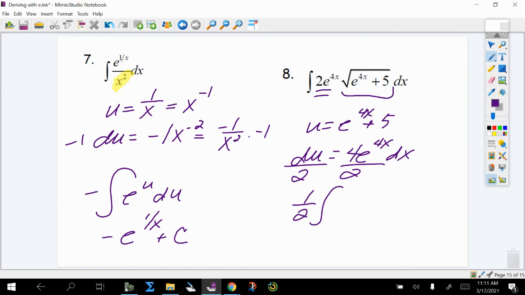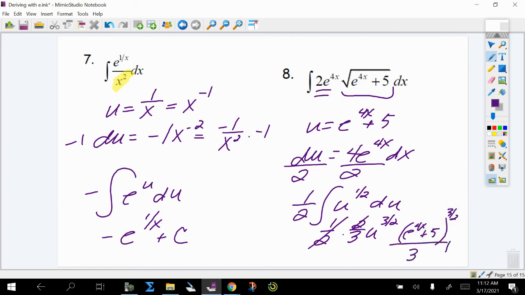This is a power rule. Because u is being taken to a power, it's being taken to the 1/2 power since it's under a square root. So power 1 greater divided by that power would be 2/3 u to the 3/2. Cleaning it up a little bit, you can cancel the half and the 2. The 3 is still on the bottom, and put your u back in. So you get e to the 4x plus 5 to the 3/2 all over 3 plus c.